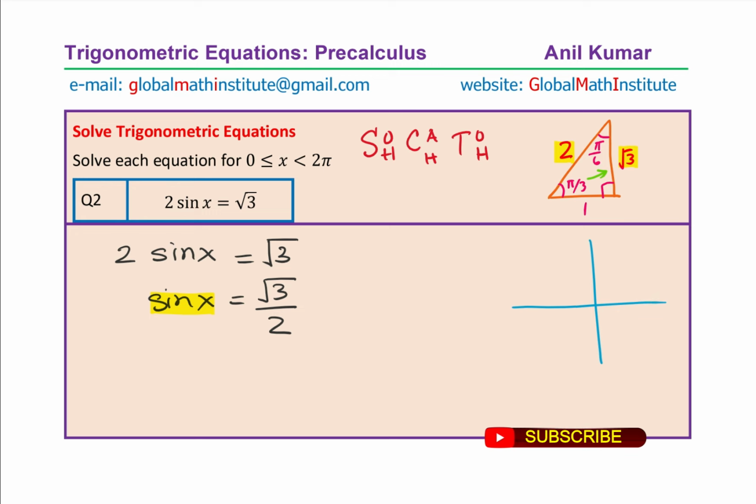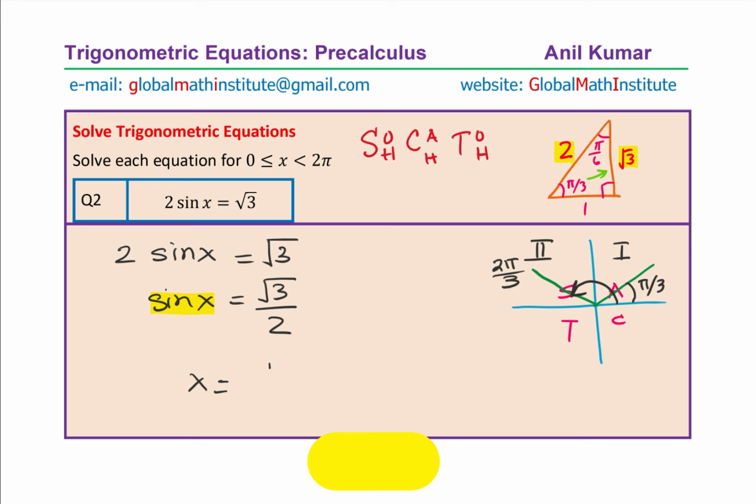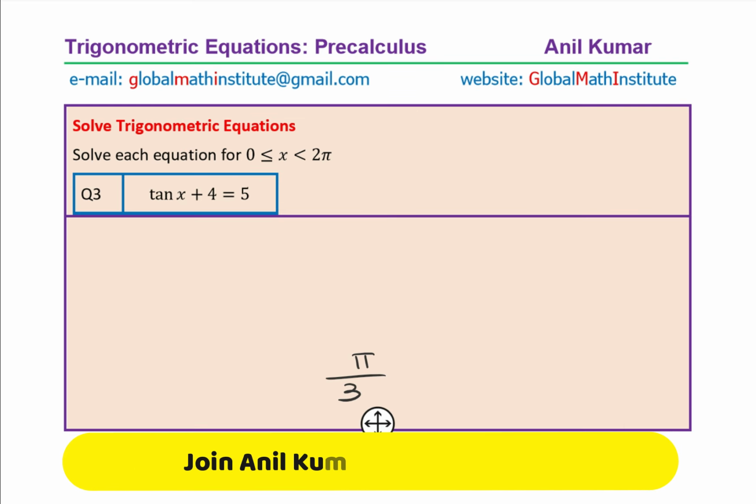Well, once again, look into the CAST rule. These things go hand in hand. A positive value means we are looking for these two solutions. One of them is right there, which is pi by 3. The other one is in quadrant 2. So we have two solutions, and this one is 2 pi by 3, correct? So we have the x values as pi by 3 and 2 pi by 3. Perfect, makes sense, right? Let's move on to the next question.